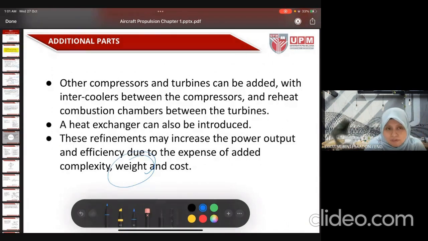Weight is one of the most important criteria that we need to take into consideration when adding extra components in the aircraft engine, the gas turbine aircraft engine. For a power plant, maybe it is not really a crucial problem, but for an aircraft engine, we need to take this weight factor into consideration.